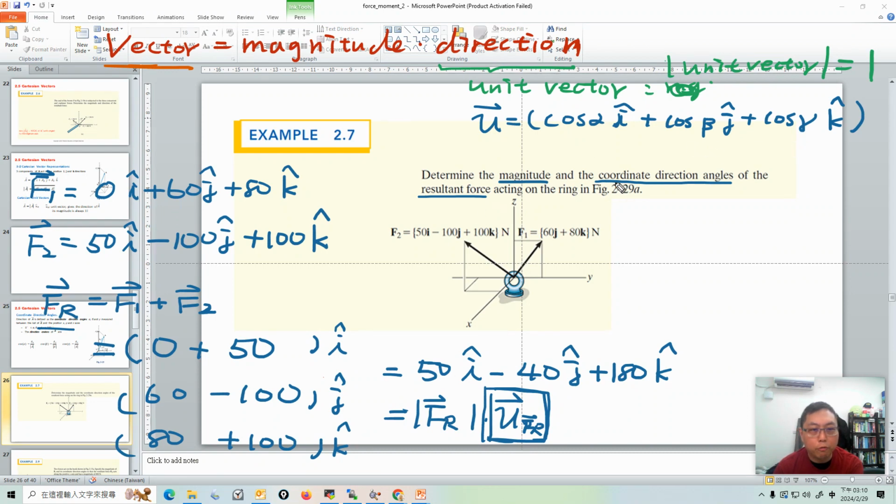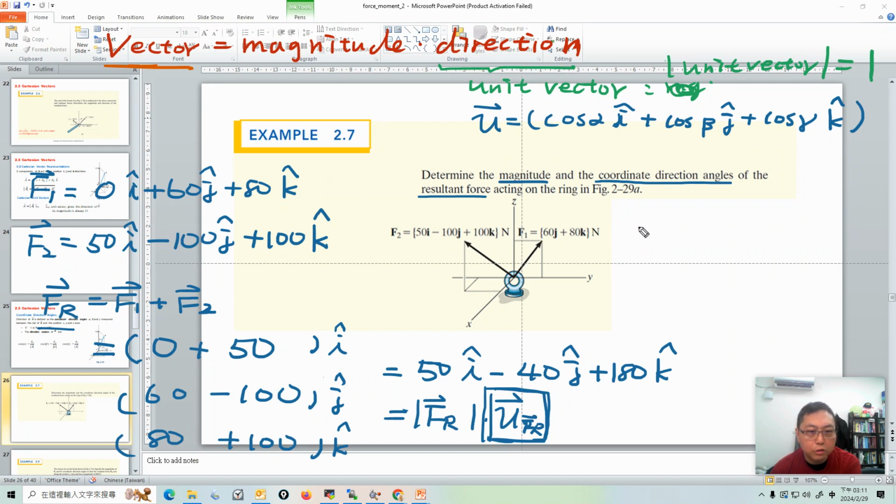And the problem wants you to find the coordinate direction angles. Direction angles, that means alpha, beta, gamma. If you find cosine alpha, cosine beta, cosine gamma, you can find alpha, beta, gamma very easily. So what is cosine alpha? It's just the x component of a unit vector, and y component of a unit vector, and z component of a unit vector.